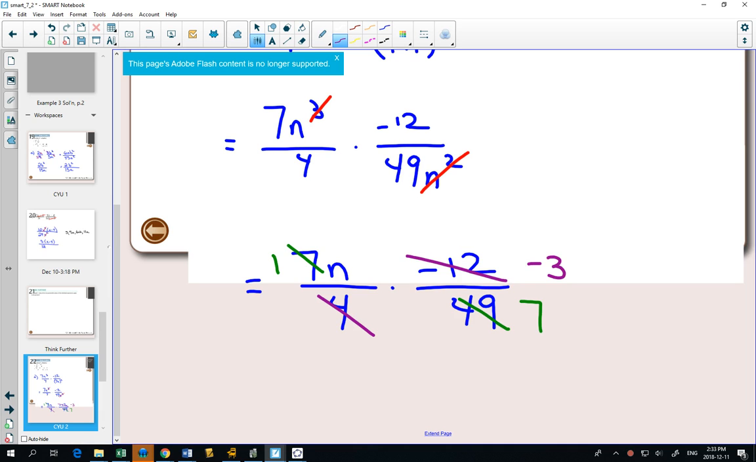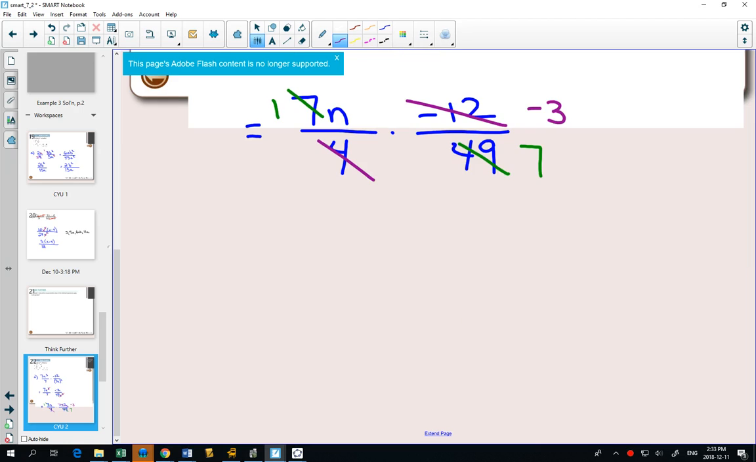What am I left with in my numerator? I have a 1, I have an n, and I have a negative 3. So if I multiplied my 1 and my n and my negative 3 together, I would get negative 3n. What's left in my denominator? Just the 7. And so my final answer simplified would be negative 3n over 7.